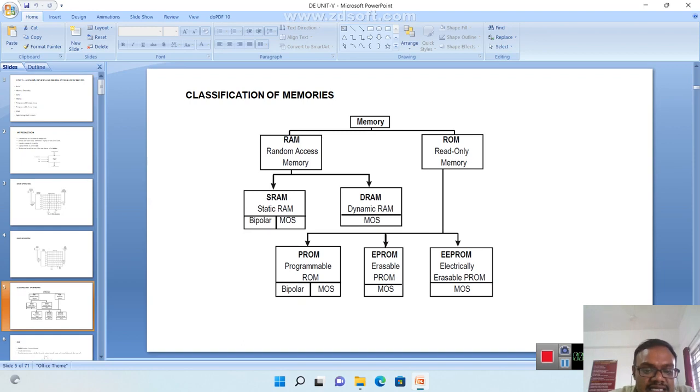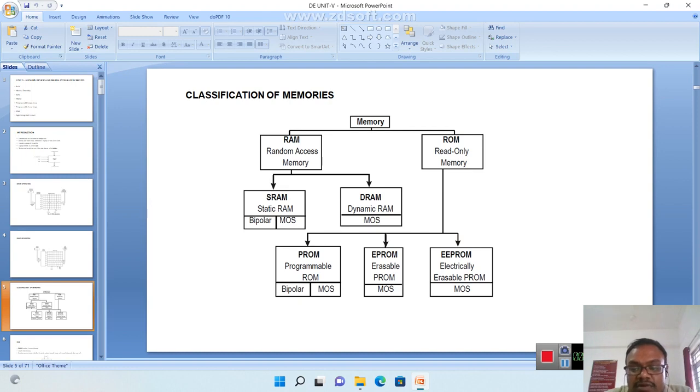The SRAM is mainly categorized as two types. One is bipolar static RAM, another one is MOS static RAM. Dynamic RAM is only one type, MOS. Then finally the ROM is segregated into MOS, in the sense metal oxide semiconductor, then PROM, EPROM, and EEPROM. PROM means programmable read-only memory. EPROM, erasable PROM.